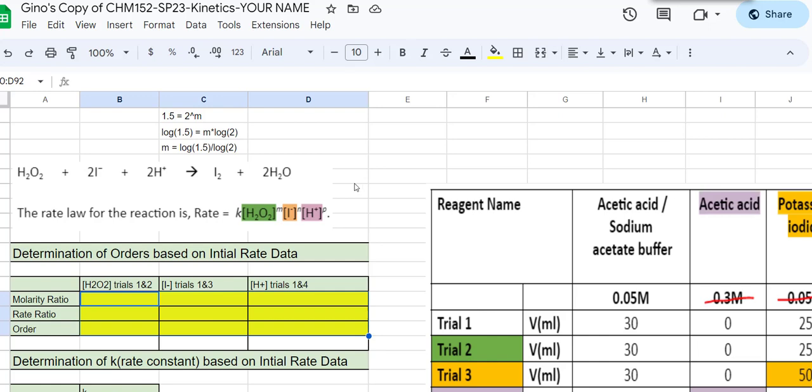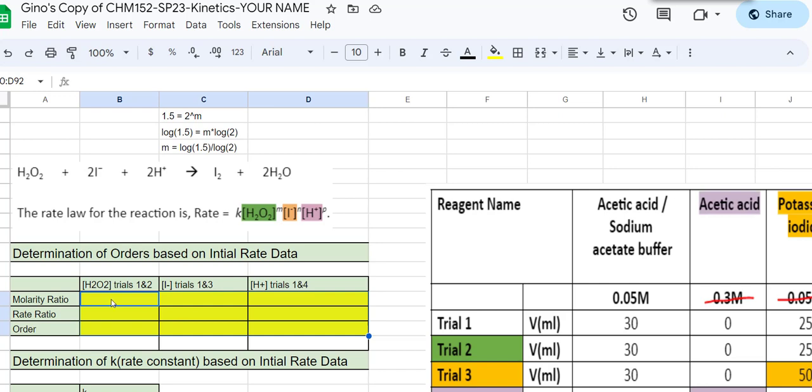In this video, I want to show you how to use this table down here to determine the orders of these reactants in the kinetics experiment we did yesterday. But I want you guys to use this table and show your calculations down here. I have some algebra set up here on what you're going to do, but let's start by taking the molarity ratios and the rate ratios of each of these reactants.